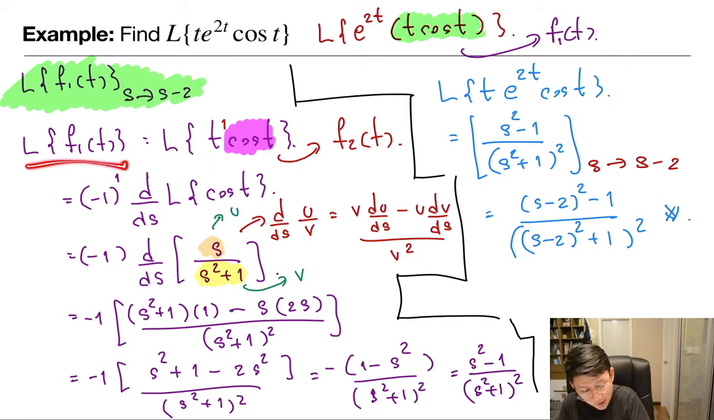So you first need to find the Laplace transform of f1t. Okay, and to do that, it's the Laplace transform of t cos t, and you need to use the second technique. Okay, so you get minus 1 to the power of 1 and the first derivative of the transform of cos t. Okay, and that is what you have. After that, once you get the Laplace transform of f1, you just substitute s with s minus 2, and that's it. As simple as it is. Okay, cool.